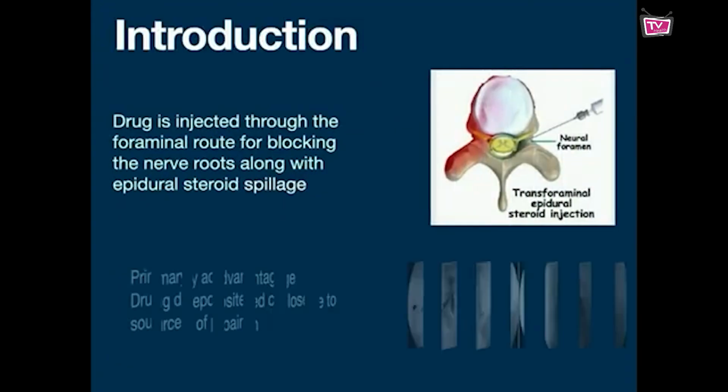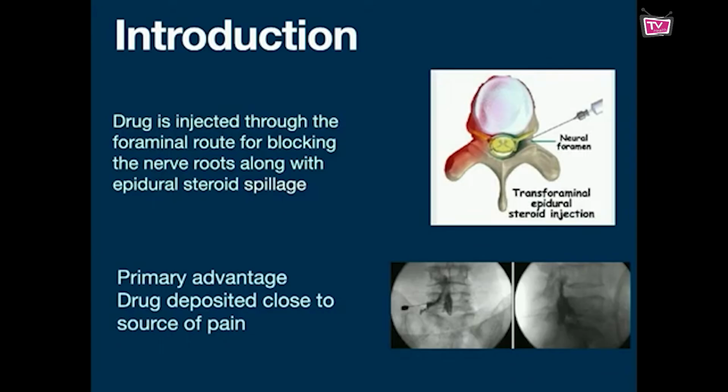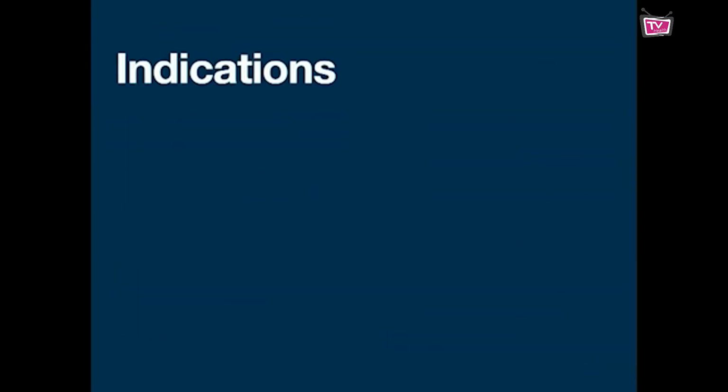As neurosurgeons, we know that the transforaminal block is basically injecting the drug inside the foramen, as close as possible to the root. The root exits through the foramen, and depositing the drug there gives more benefit. This is the primary advantage of doing transforaminal blocks, so the source of pain is taken care of.